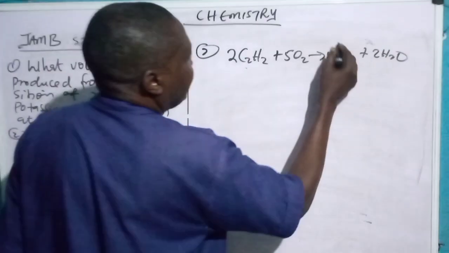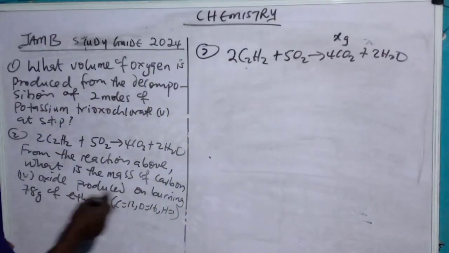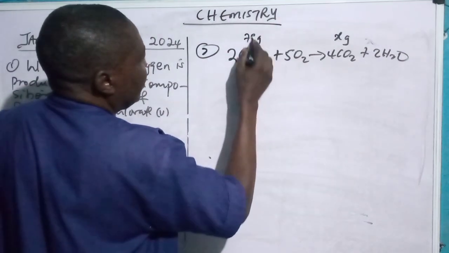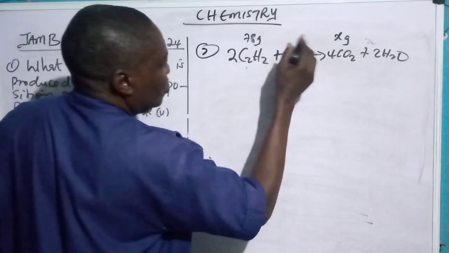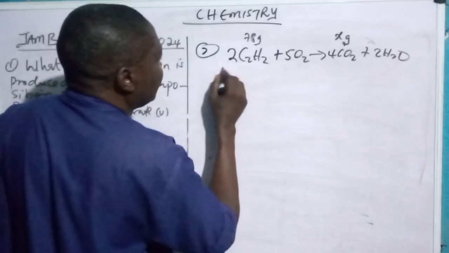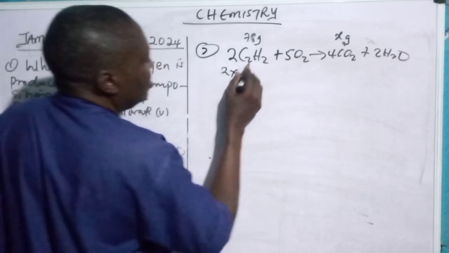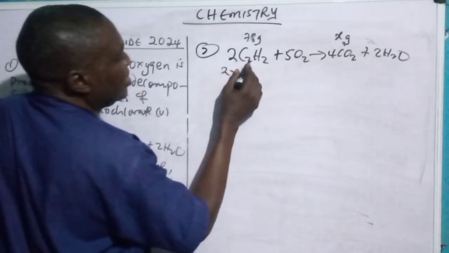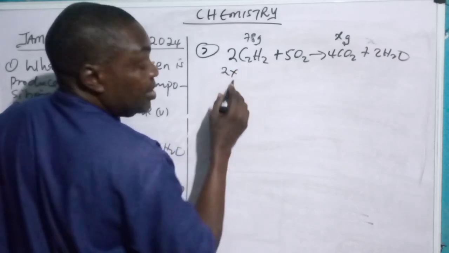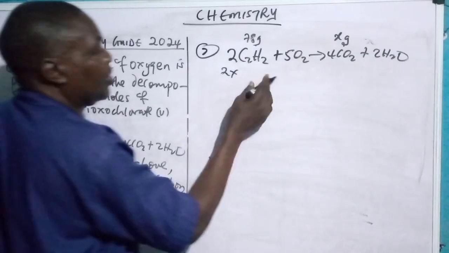You can see this one, we are dealing with mass, in grams. Carbon(IV) oxide produced on burning 78 grams of ethyne. We are using 78 grams again. You see it? This is what we produced, what they request for. Then this one is already known. We say 2 times reacting mass times molar mass. So reacting mass equals number of moles times molar mass. That's the reacting mass, what you are going to use.